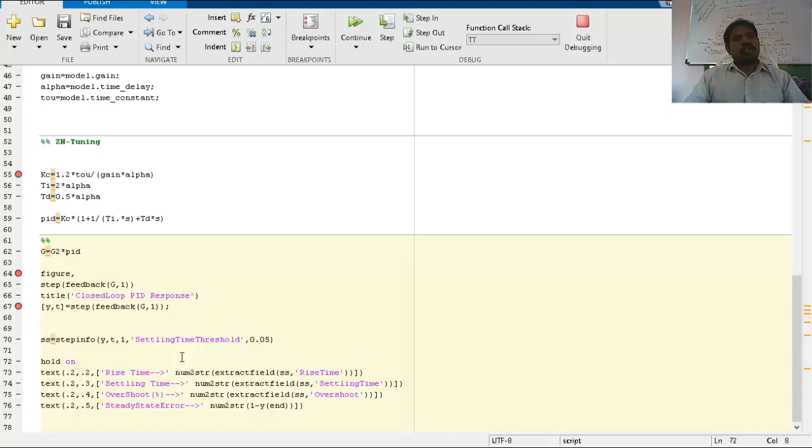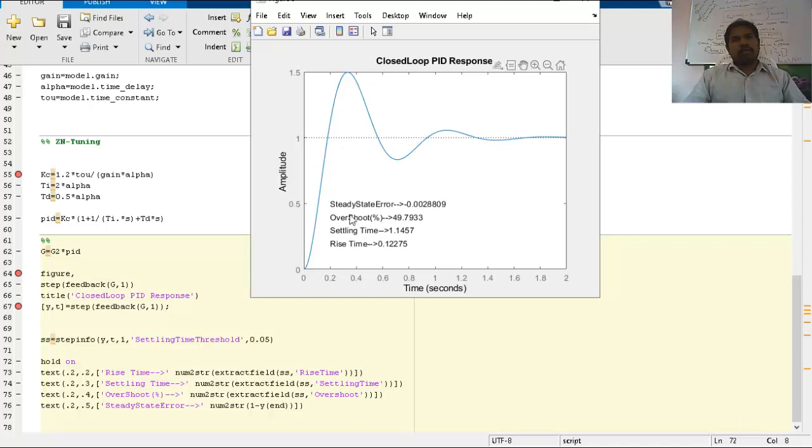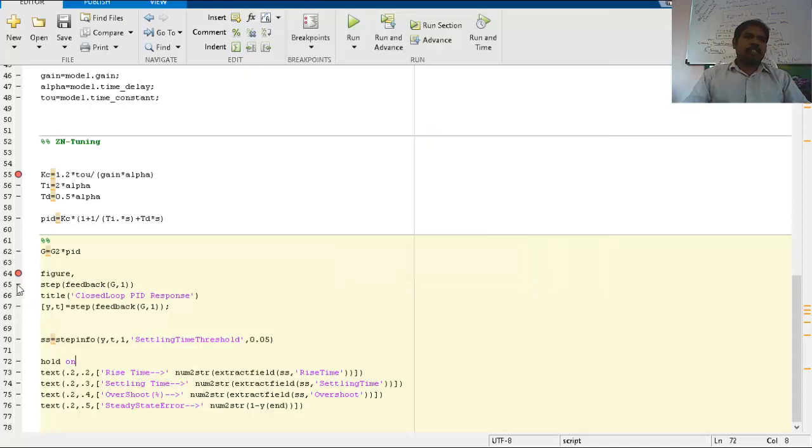When you run this code, we got the value of rise time, and the graph is overlapped. Steady state error is 0.0028. Overshoot percentage is 49.79%, so the maximum value is around 1.49, and this value is the overshoot. The final settling time is 1.1457, meaning plus or minus 5% error happens at this point. Finally, the rise time, 10% to 90%, took 0.12275. So this is the procedure.